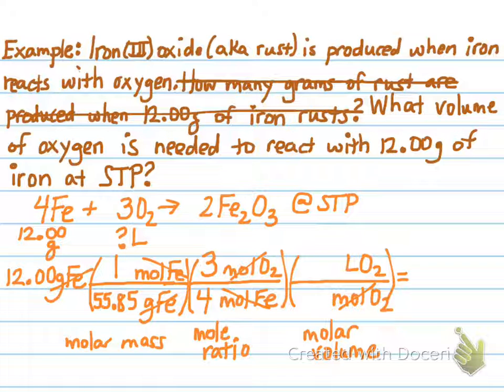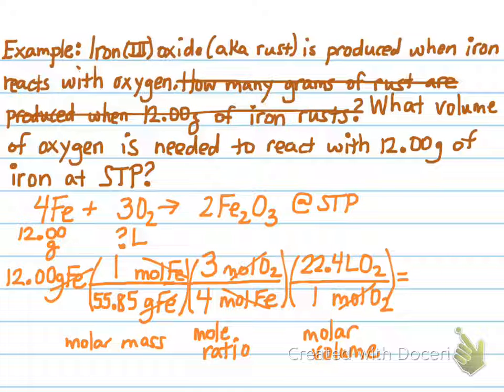Molar volume, again, I look at my chemistry toolkit. On my chemistry toolkit, the number in front of moles is 1, and in front of liters is 22.4. So now I'm ready to do this mathematically on my calculator. I'm going to take 12, multiply it by 3, multiply it by 22.4 because those are all in the numerator. I'm going to take that answer and I'm going to divide it by, and I'm going to have to use parentheses because I have multiple numbers here. I'm going to divide it by 55.85 times 4 inside parentheses.